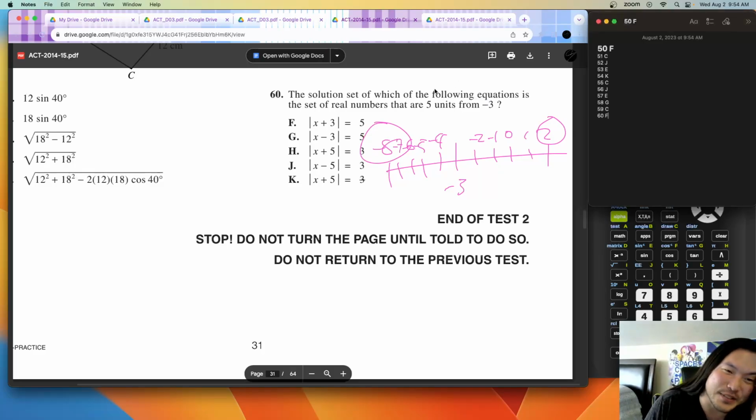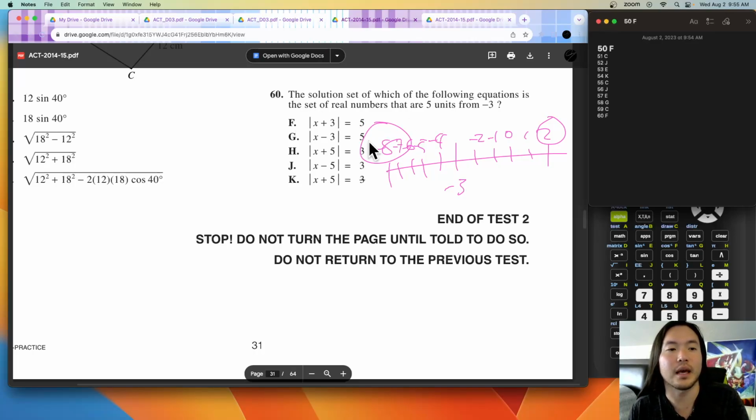From the description, we're looking for numbers that are 5 units away from negative 3. We're talking about negative 8 and 2. And here, the first equation definitely works. 2 plus 3 is 5, absolute value of 5 is 5. Negative 8 plus 3 is negative 5, absolute value of negative 5 is 5. I am done. At this point, I see no reason to test the other equations.